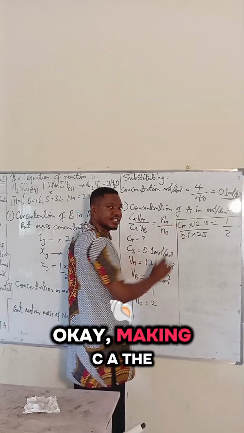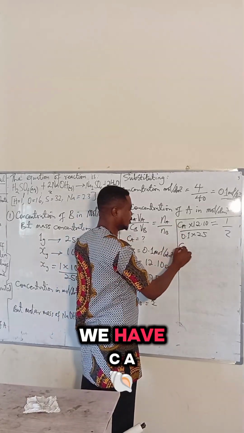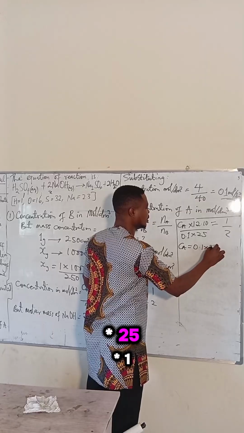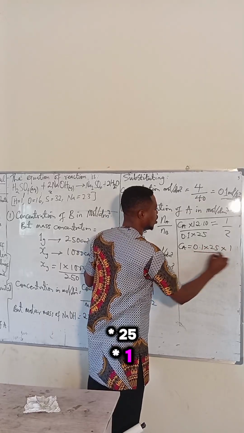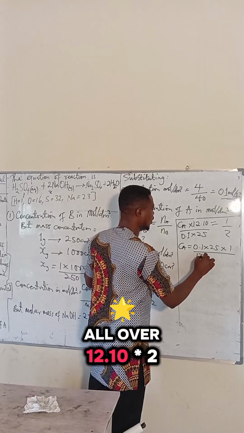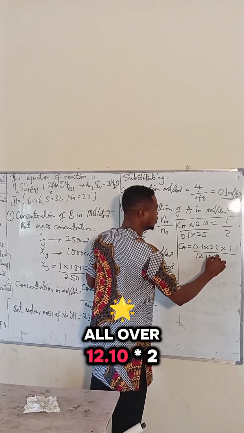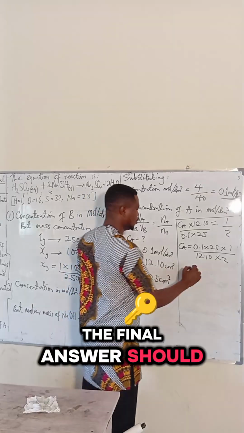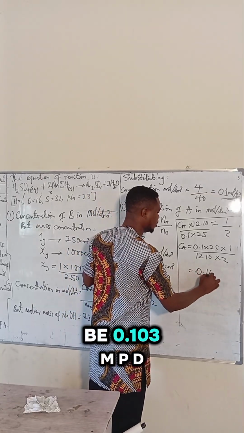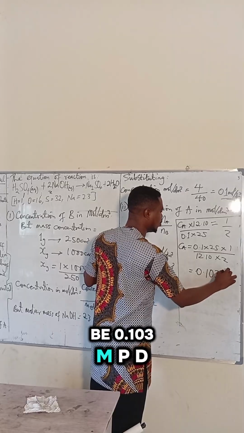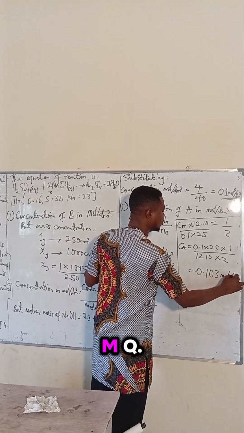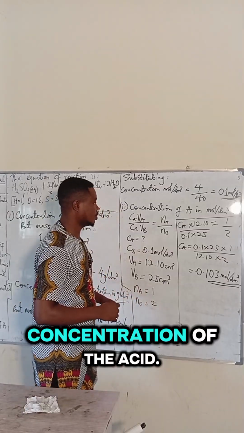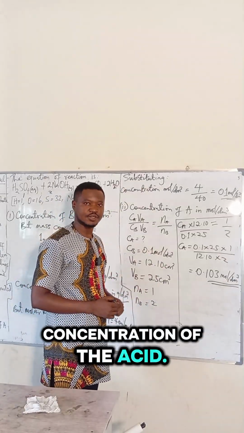Okay, making CA the subject formula, we have CA is equal to 0.1 times 25 times 1 all over 12.10 times 2. The final answer should be 0.103 mole per dm cube. That is a molar concentration of the acid.